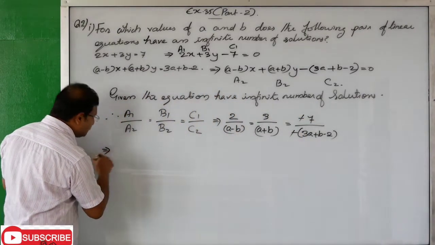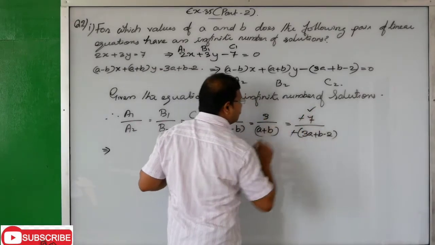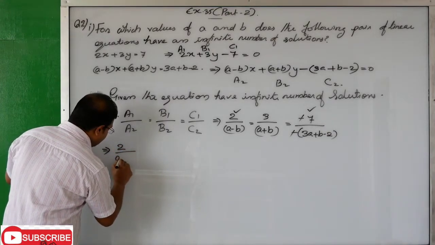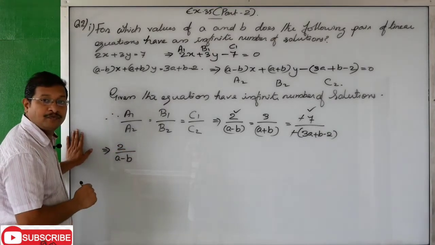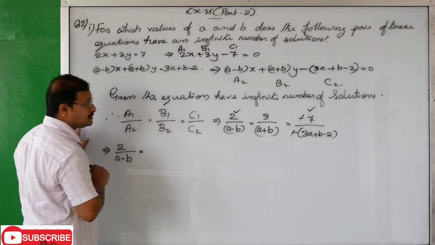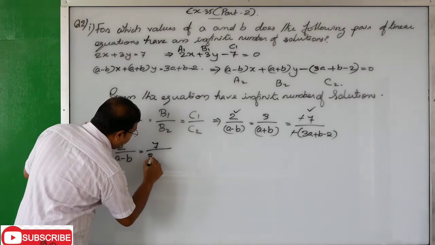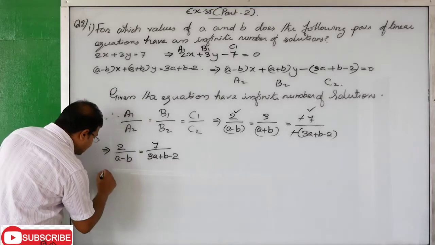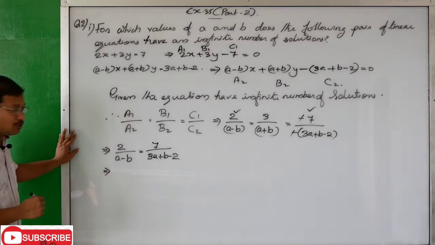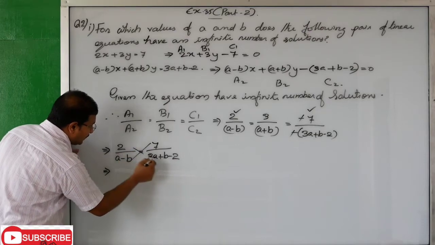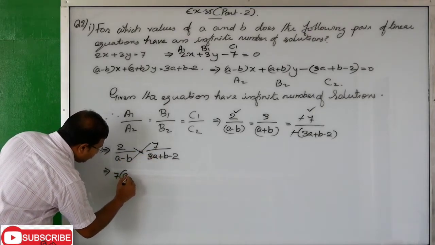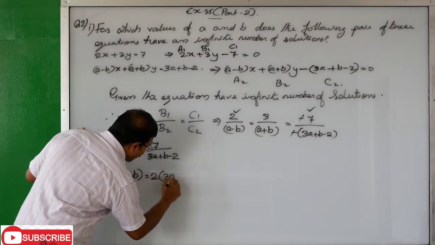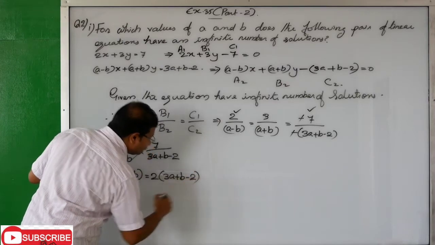This implies we will take the first term and the last term. Ready? That means what you will write? 2 by (a minus b), ready, equals 7 by (3a plus b minus 2). Ready? That means this implies we will go for cross multiplying. See, this way we will cross multiply. Means 7 into (a minus b) equals these two. What is that? 2 into (3a plus b minus 2).